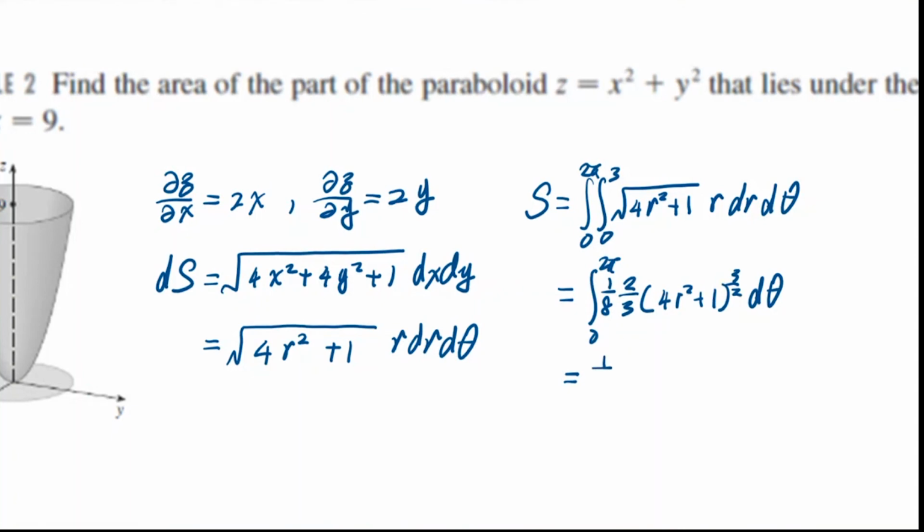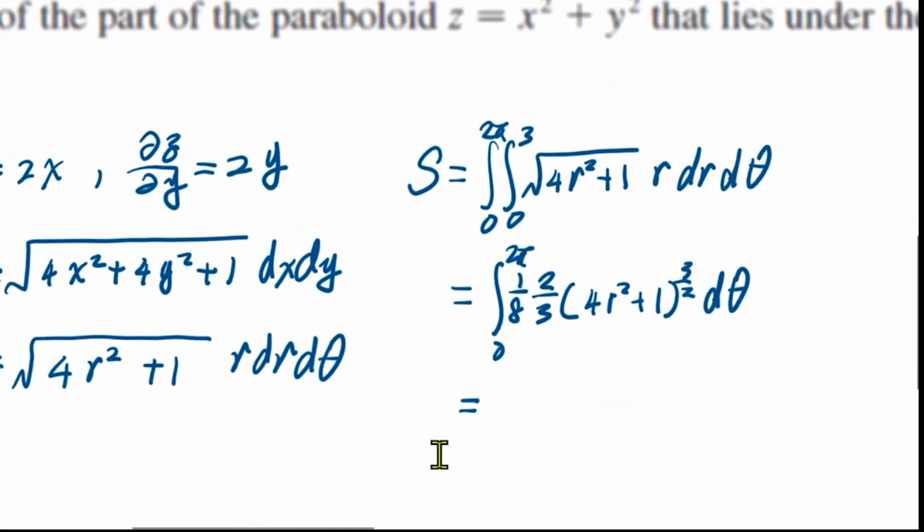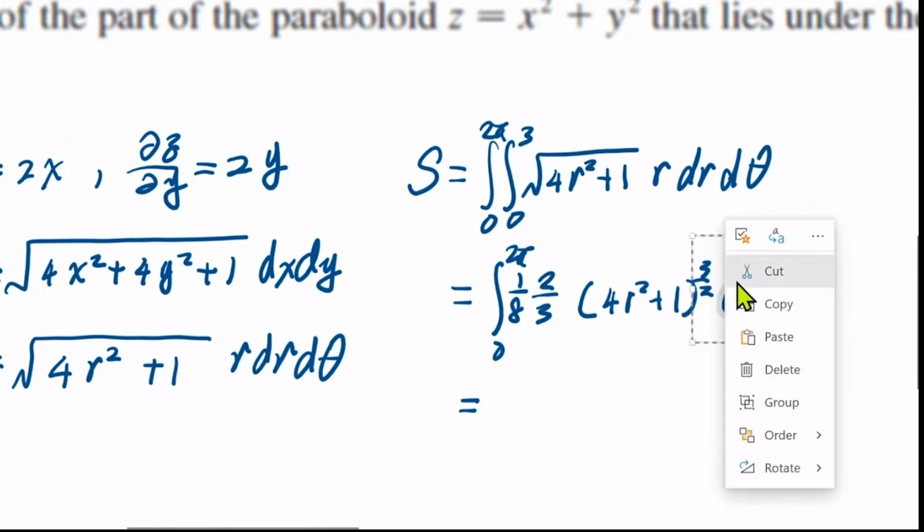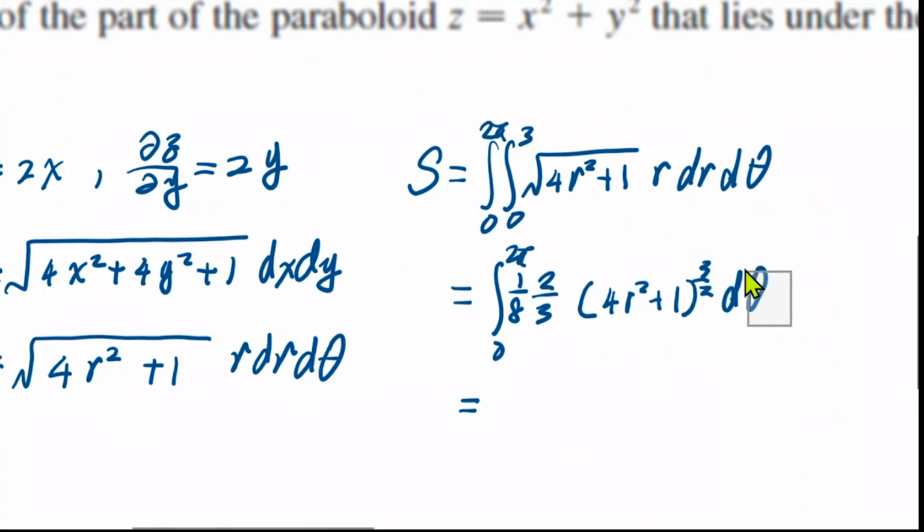So we have 1 over 12. I missed something, I missed the bracket, and I don't have a lot of space. Okay, and then from 0 to 3. Good.